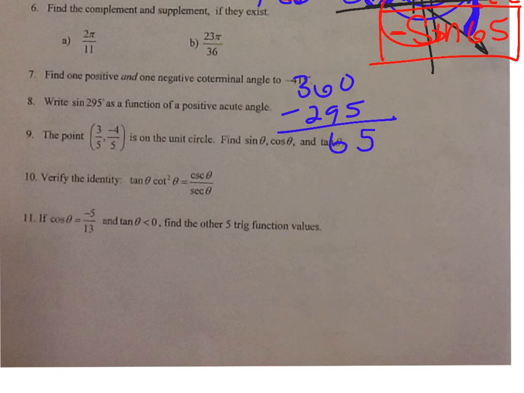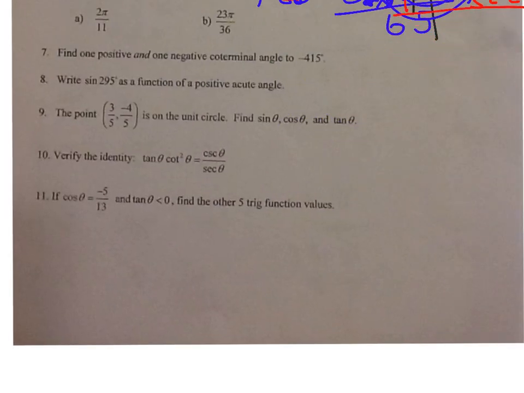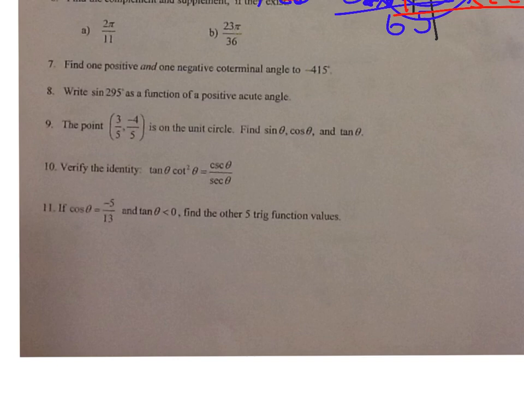Okay, so let's take a look at number 9. So it says the point 3/5, comma, negative 4/5 is on the unit circle. So I want to find sine, cosine, and tangent. So remember, on the unit circle, that can be written as cosine, comma, sine. So this point here, the point 3/5, negative 4/5, that is in quadrant 4, right, because it's a positive x, negative y. So in quadrant 4 here, so it's over here someplace.